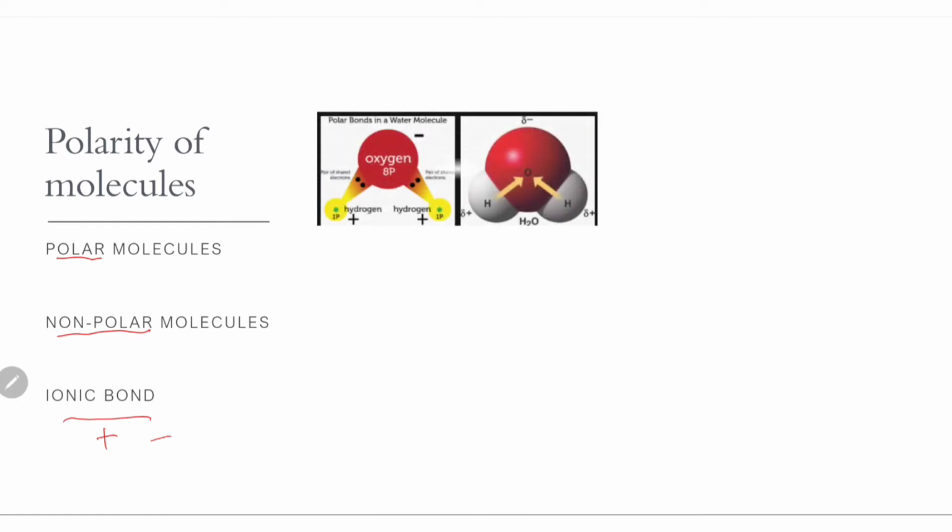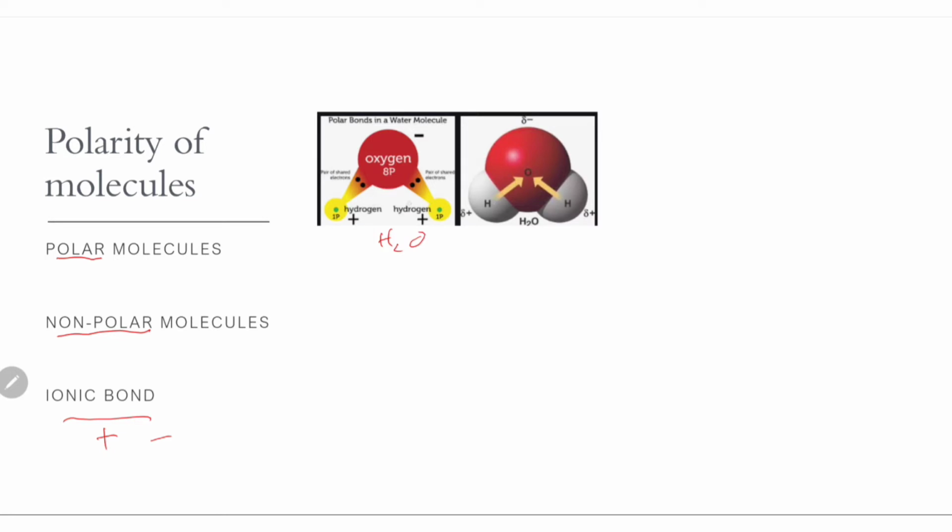First of all, we want to discuss the polarity of molecules. There are two types of polarity of molecules. The first is polar, the second one is non-polar. And besides the polar and non-polar molecules, you also know the ionic bond, the bond between the positive and the negative ions. Here for polar, we have the example H2O.